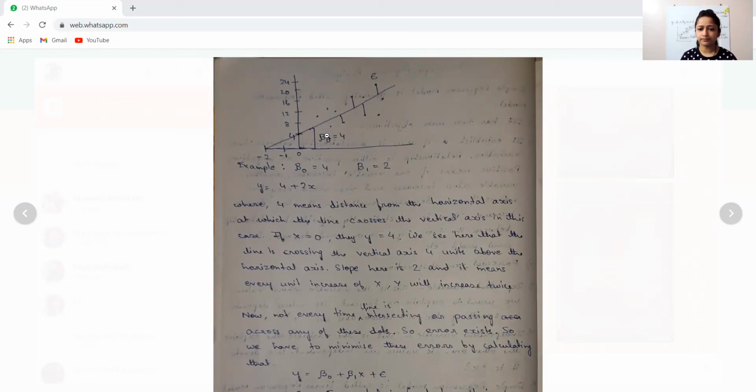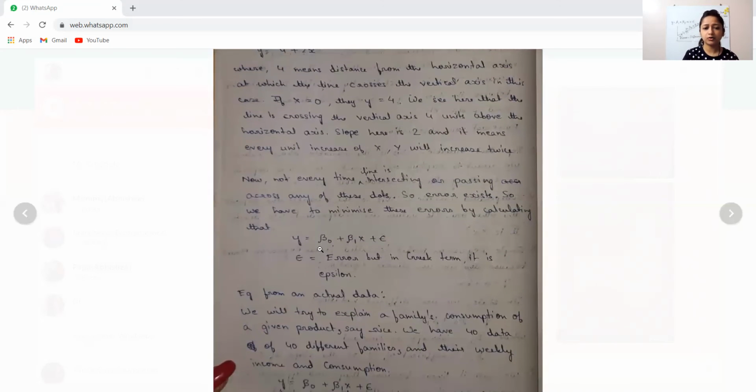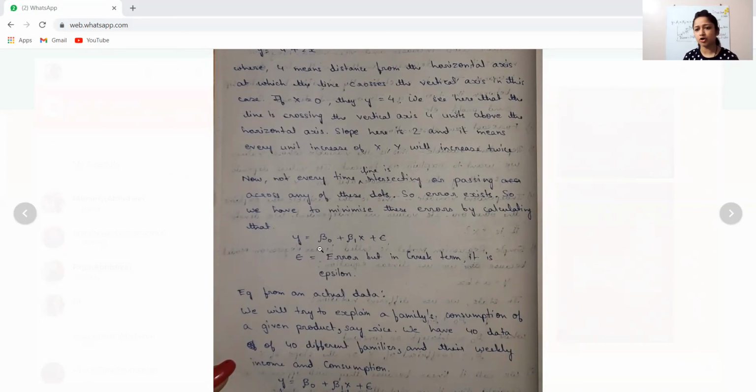Slope here is 2, and it means for every unit increase of x, y will increase twice. So if beta 1 is 2, it means when x increases, y will increase 2 times. Now, not every time the line is passing across any of these dots. Like we have seen that every time my predicted value is not the actual value. So error exists.